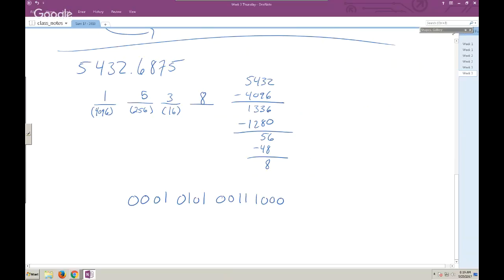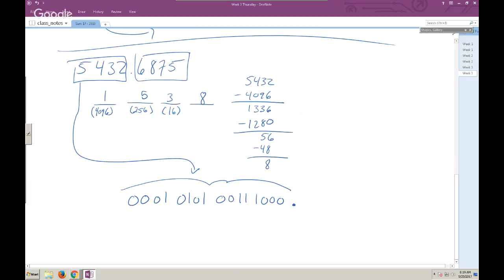1, 0, 0, 0. Good. Okay, now that represents there's our whole number, right? Except now we're missing some steps. Now we need to bring in the decimal portion in binary. Now, this is going to throw a little bit more of a curveball at you now.